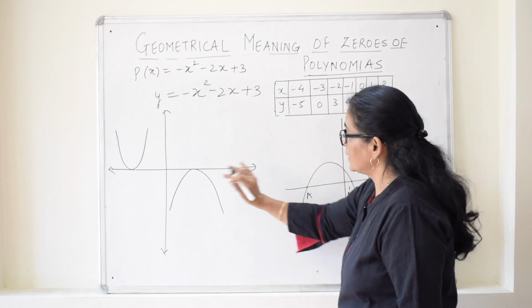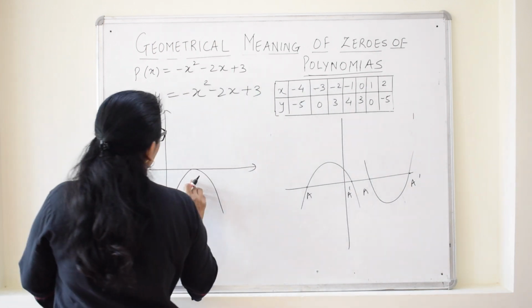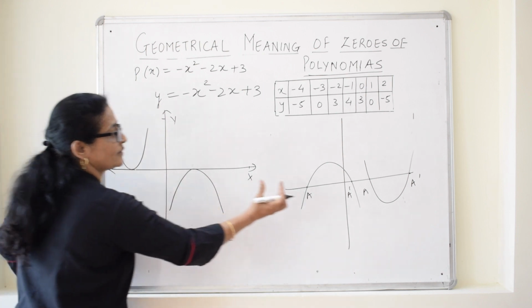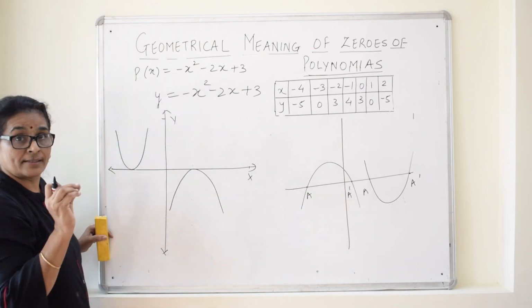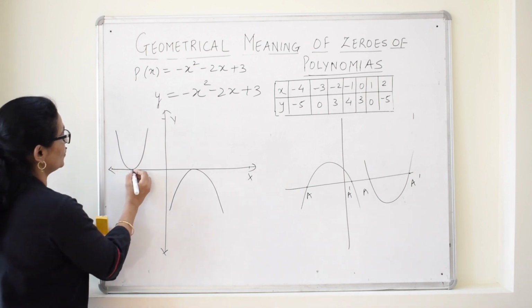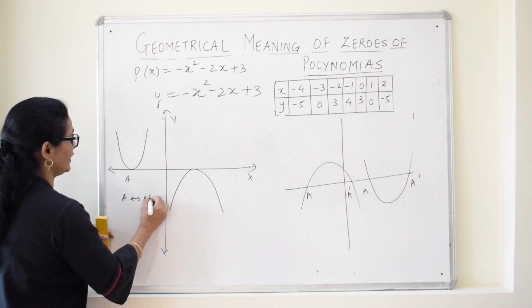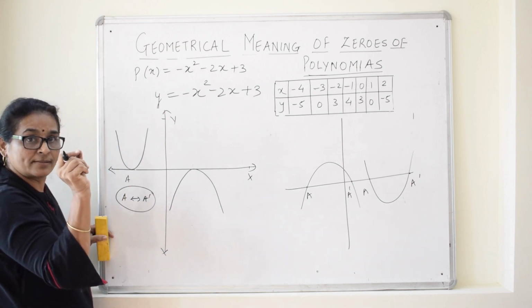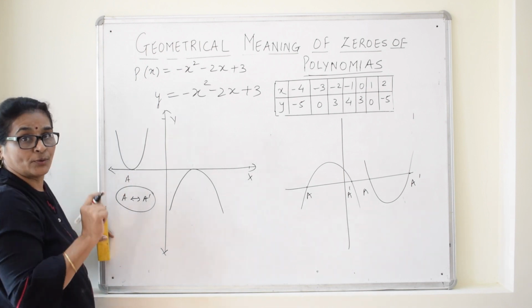And in this case, the parabola is touching the x-axis, isn't it? It means that this A and A dash will coincide. So this point is actually A, or you can say A and A dash merge. It means the same zero.